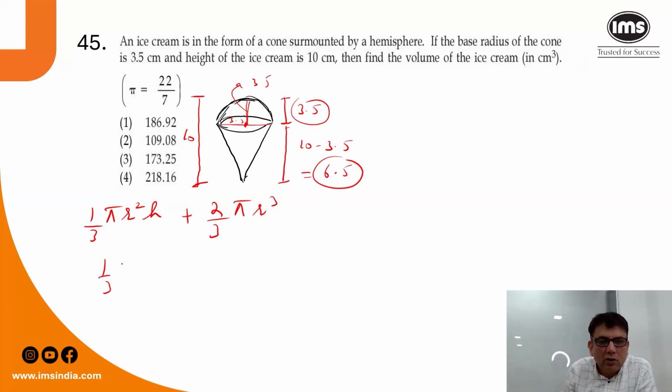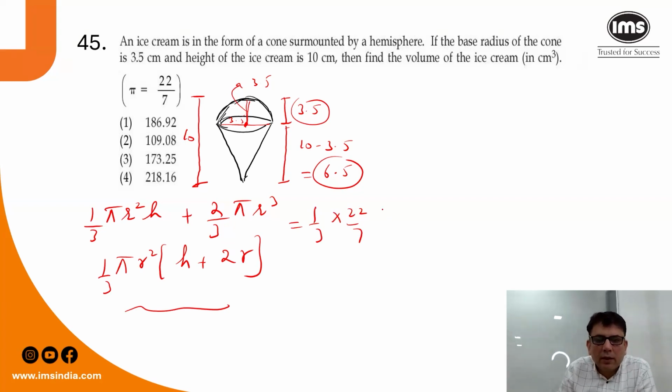So let me take 1 by 3 common, pi common, r square common. I'll get h in the bracket, plus 2r. So 1 by 3 pi r square times (h plus 2r). This is my answer, right? By putting the values, I'll get the answer. This is the final relation. Okay, 1 by 3, pi is 22 by 7, r square, r is 3.5, 3.5 r square times h plus 2r. H is 6.5 plus 2r, 2 into 3.5, which is 7.